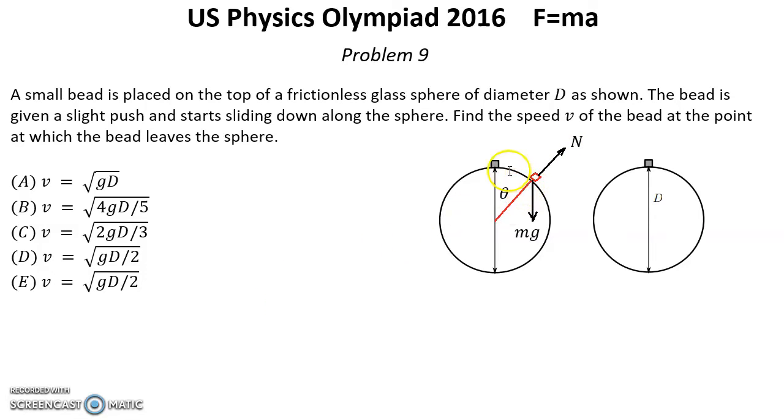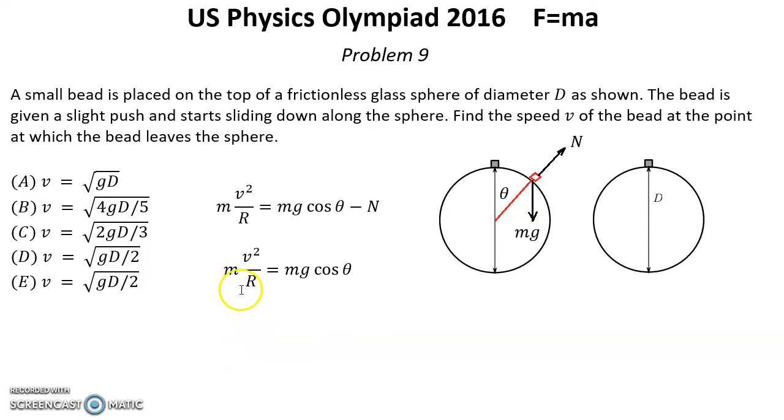Because this bead is moving in circular motion, we have normal acceleration equal to v squared over r, and that's equal to the net force from the normal force and mg. We have mv squared over r equal mg cosine theta, which is a projection of mg on this direction, minus the normal force. And the condition for the bead to leave this sphere is when the normal force equals 0.